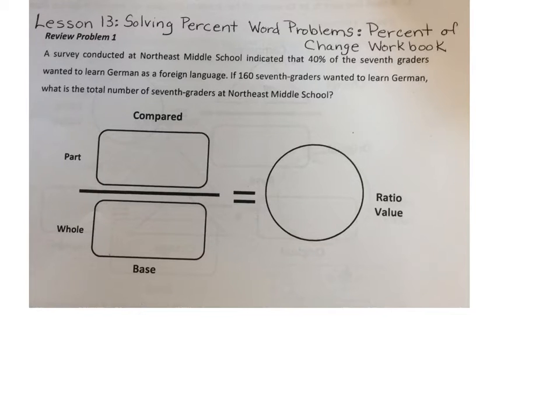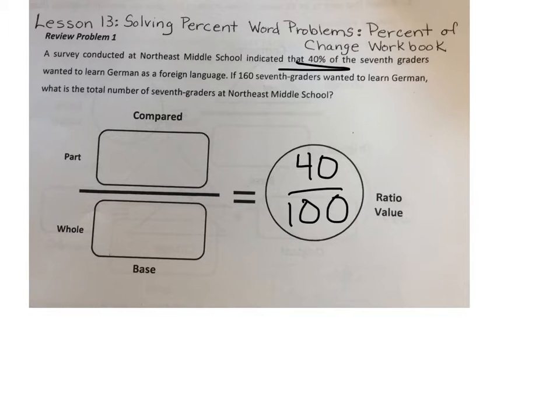All right, on lesson 13, first problem we have is a review question. It says a survey conducted at Northeast Middle School indicated that 40% of the 7th graders wanted to learn German as a foreign language. If 160 7th graders wanted to learn German, what's the total number of 7th graders at Northeast Middle School? Well, what's going to jump out at me right away is I see this percent number, and I know that is my ratio value because 40% means 40 out of 100.